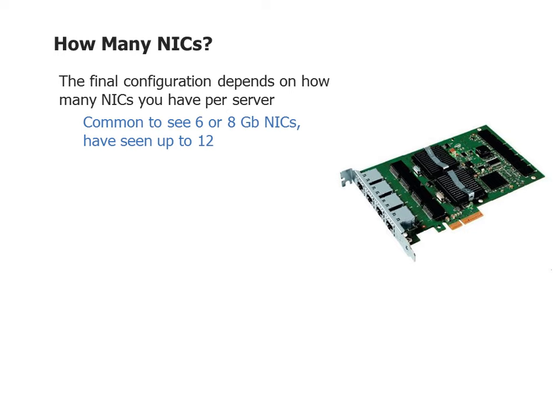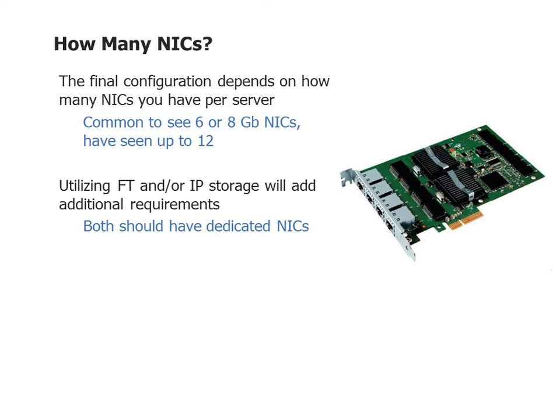My favorite answer as a consultant is it depends. It's make sure that I'm both right and hopefully not wrong. But it's common to see 6 or 8 1 gigabit NICs. I've seen up to 12. I used to work for a large financial institution, and we had 10 network cables plus at least 2 fiber channel cables plugged into every server.